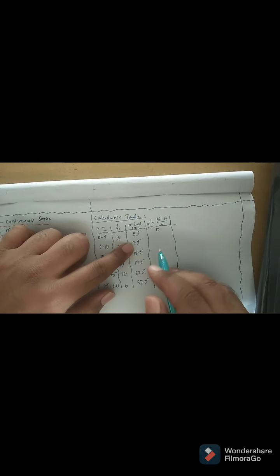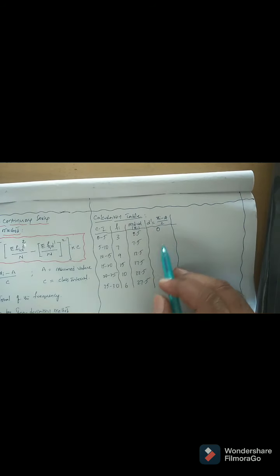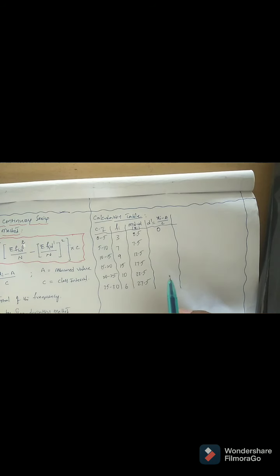The next mid value is 7.5. Understand? 7.5 minus 2.5. What is the assumed value? 2.5. Then what is the simplified value?